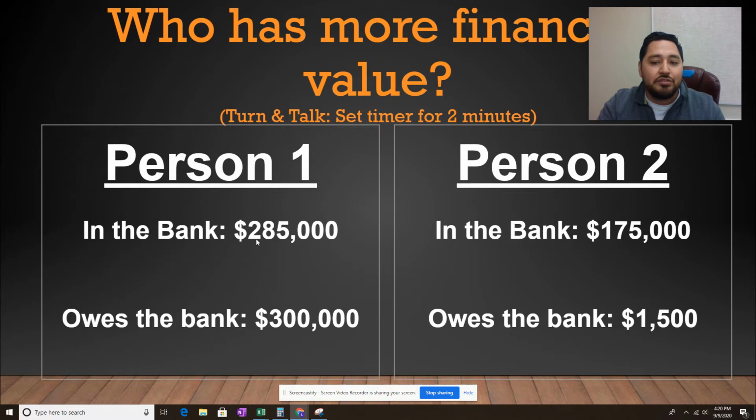Now let's look at person two. Person two has $175,000 in the bank, but only owes $1,500. If person two were to decide today to pay that money that they owe to the bank, it would not hurt them financially. Now that is financial freedom, and that is having a positive net worth. Whereas person one has a negative net worth, meaning they owe more than they own. And person two owns more than they owe. Positive.